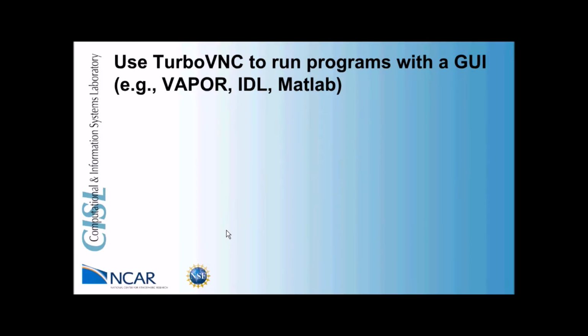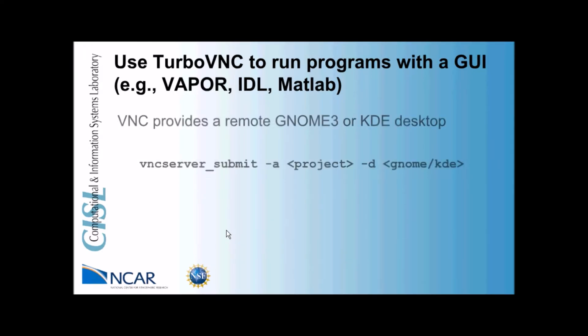That said, I would personally recommend using Turbo VNC to do a virtual desktop rather than running an X application natively, because it's just going to be snappier and more responsive, and I think a more friendly user experience. Things like running the Vapor GUI or IDL or MATLAB's IDE, I would do those, if possible, in a VNC session. VNC provides a remote GNOME 3 or KDE desktop. I don't personally love GNOME 3, but that's where things are going, so I'm getting used to it slowly.